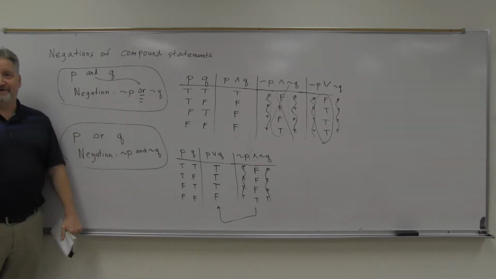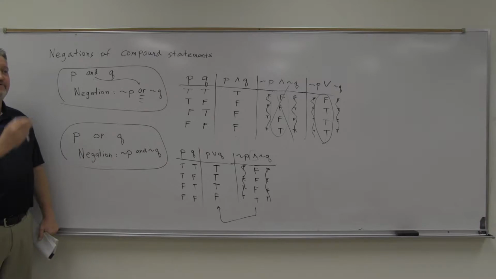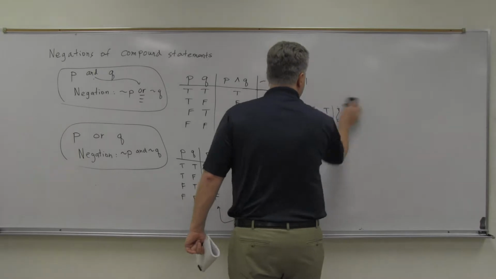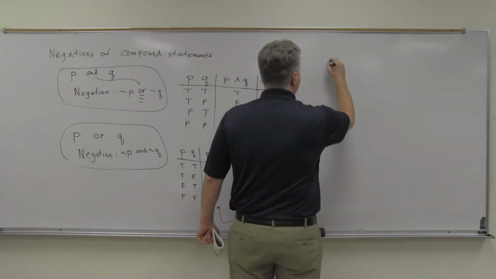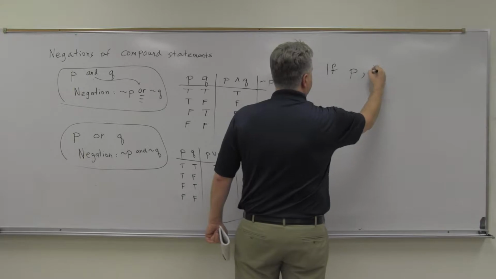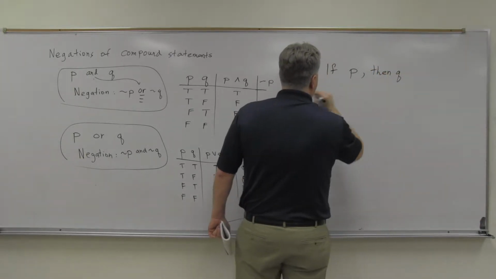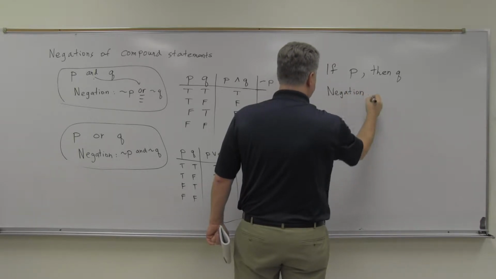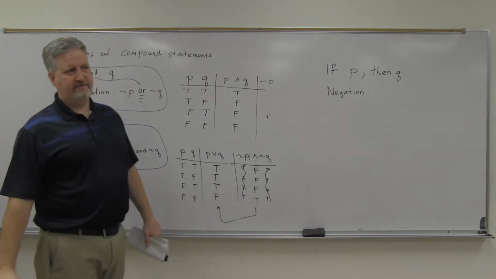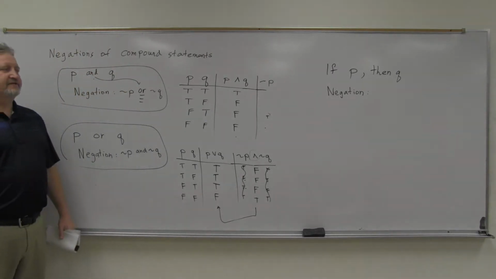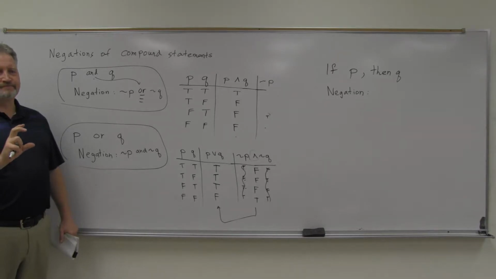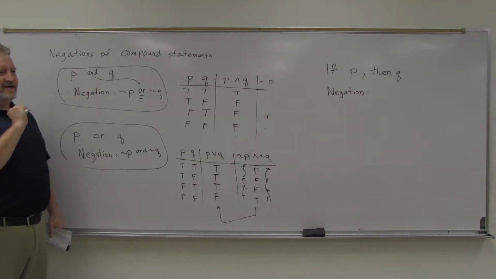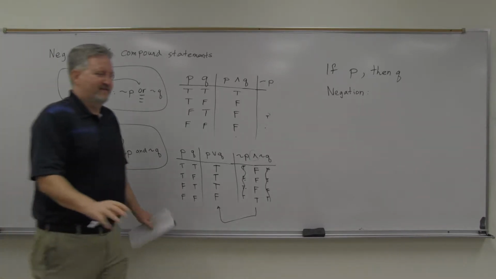Now, we had one other compound statement. That was the if-then statement. If P, then Q. Or P arrow Q. Well, that one turns out to be the trickiest of the bunch. Yeah, it turns out to negate an if P then Q statement. You probably would never guess it, okay?